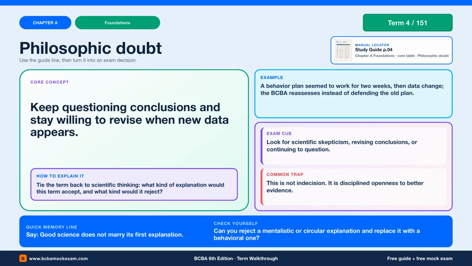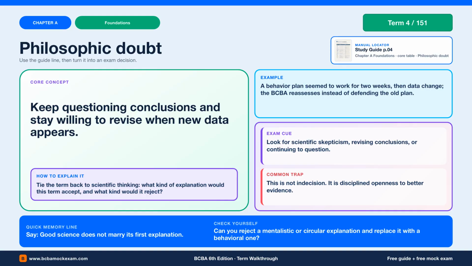Philosophic doubt. Philosophic doubt means keep questioning conclusions. In plain English, do not become loyal to your first explanation. For example, a behavior plan seems effective for 2 weeks. Then the data change. A BCBA practitioner with philosophic doubt reassesses the situation instead of defending the original plan. The exam cue is scientific skepticism, revising conclusions, or continuing to question even accepted facts.